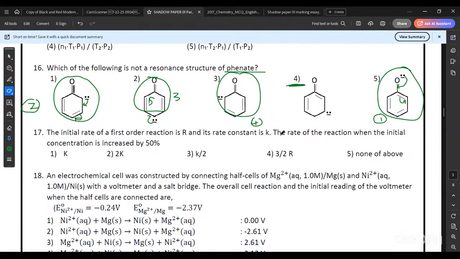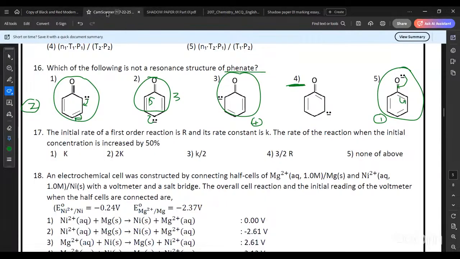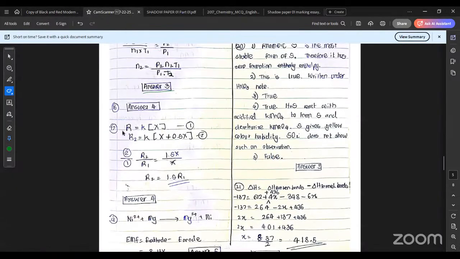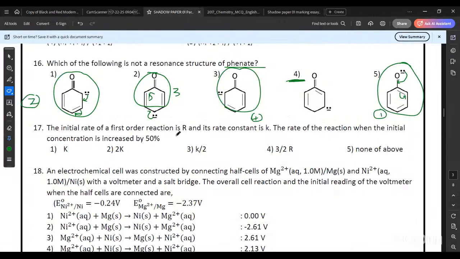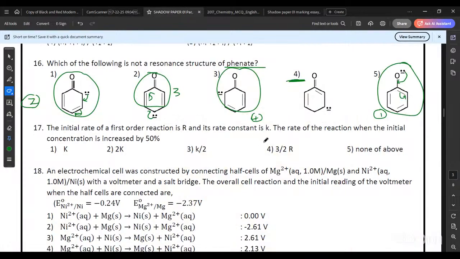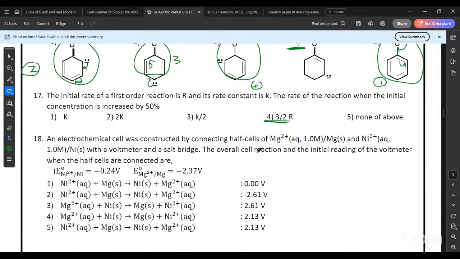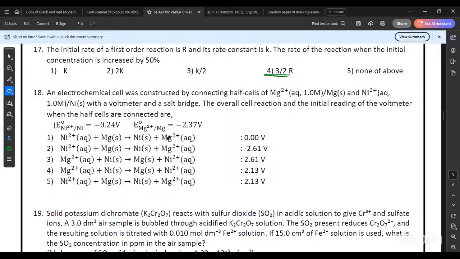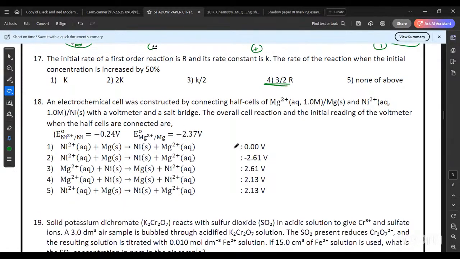17th question is easy. The initial rate of the first order reaction is R and the rate constant is K. The rate of the reaction when the initial concentration is increased by 50%. So when you increase the concentration, you just have to divide these two statements and find the value for R2. R2 is 1.5 R, that is 3 over 2. Easy. Then the 18th question is an electrochemistry question.